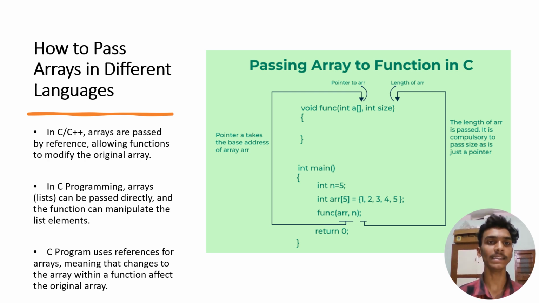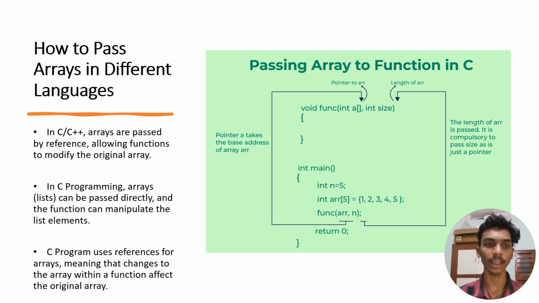How to pass arrays in different languages. In C or C++, arrays are passed by reference. There are two options, call by value and call by reference. In call by value, it sends only a copy of the variable, and in call by reference, it sends the address of the value, allowing functions to modify the original arrays by using call by reference only.